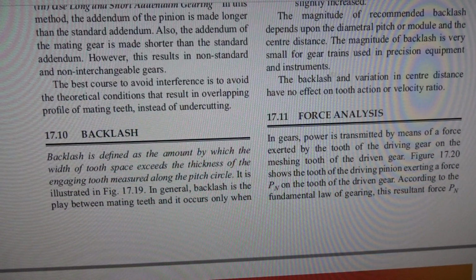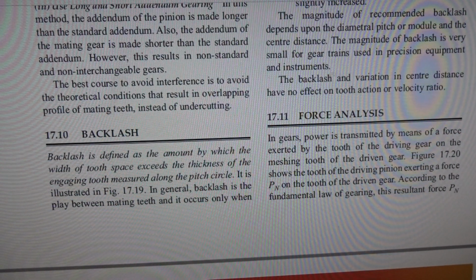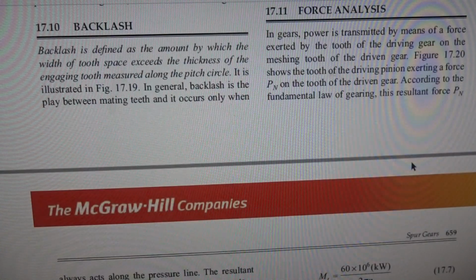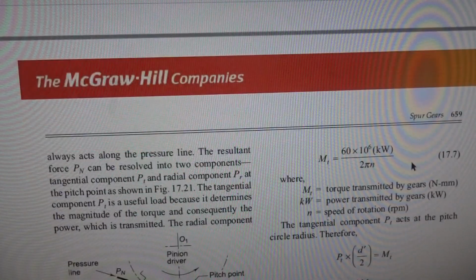Dear friends, I am going to explain the force analysis of the gear. How can we analyze the force acting on the gear, mainly on the spur gear. So in this video, the force acting on the gear is shown in the figure.